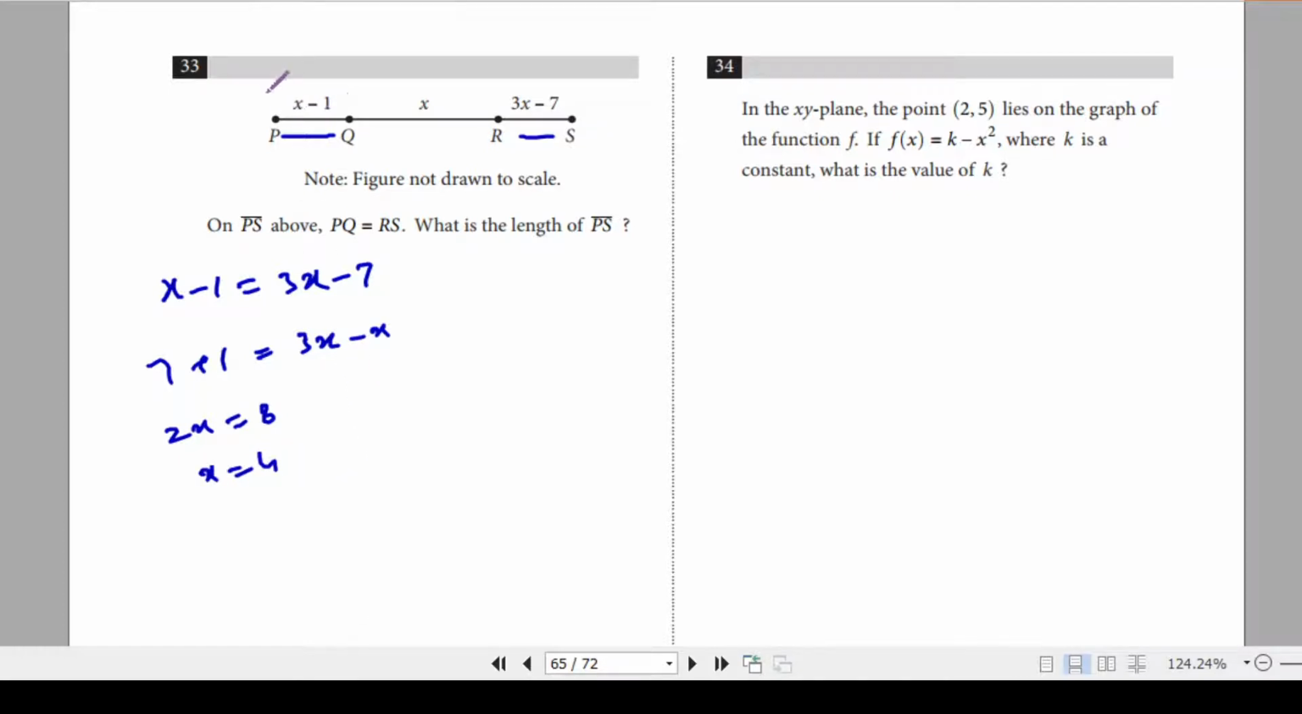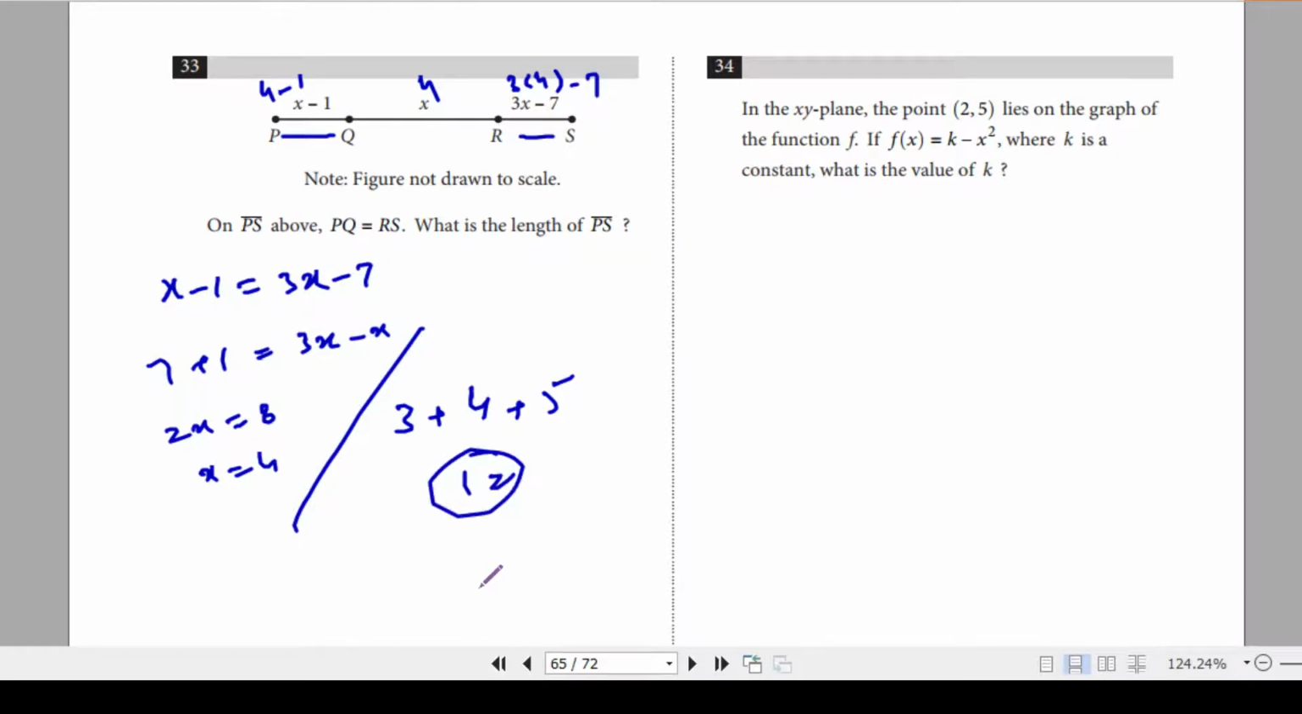Now this part is 4 minus 1. This is 4 and this is 3 times 4 minus 7. So that means 4 minus 1 is 3, plus this part is 4, and this part is 3 4s are 12 minus 7, that is 5. So this is 12. Okay, so the total length is 12.